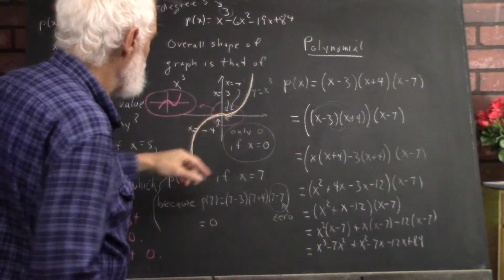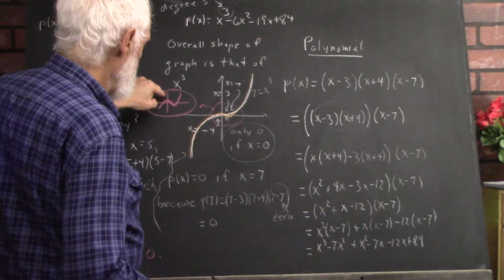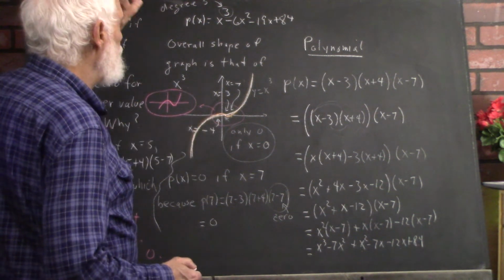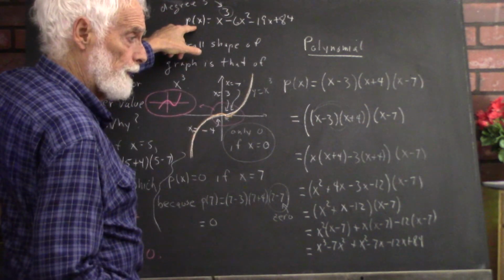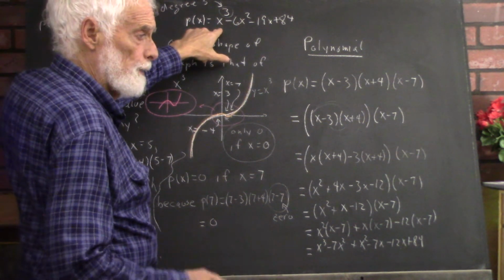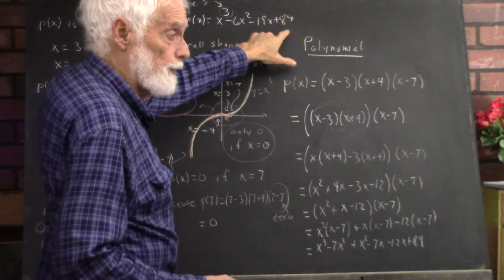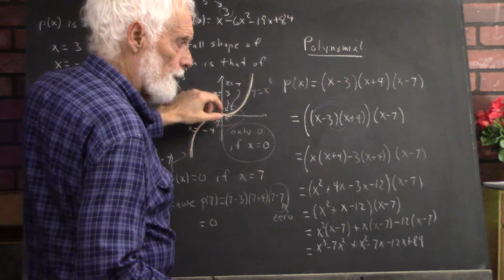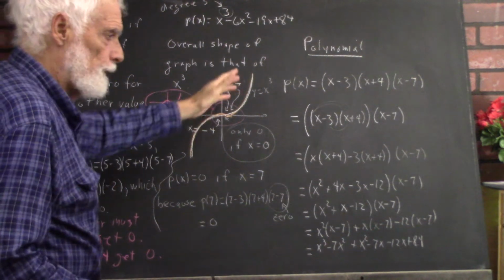A close-up, if we zoom in on this and change the y-scale, it's going to look something like this in the vicinity of the origin. It's not going to go through 0 anymore, because when x equals 0, what's the value of p of x? Well, you're going to get 0 from x cubed if x is 0, you're going to get 0 here, and you're going to get 0 here. You're just going to have 84. So your y-intercept is at 84, no longer at 0 as it would be for x cubed.